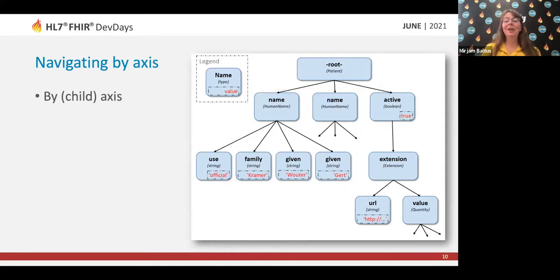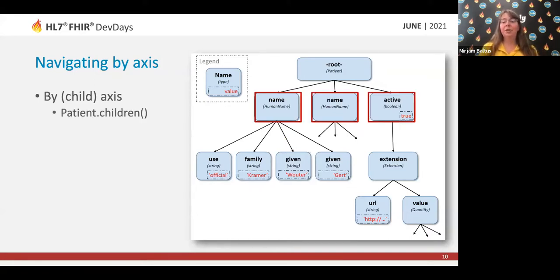We can also navigate in other ways. So for example, we can select the children of a certain node. So in this case, patient, we are still on the top level there. Patient.children will give me all of the direct children of that node. So you can see the nodes that I get in my collection highlighted in red.